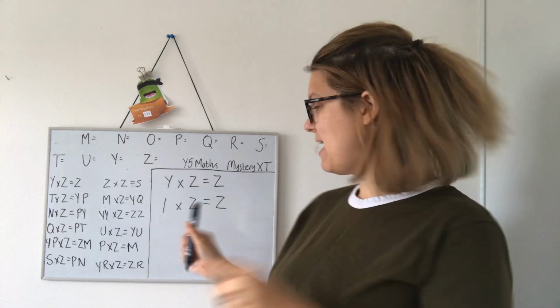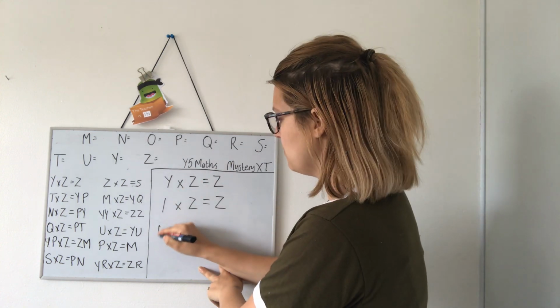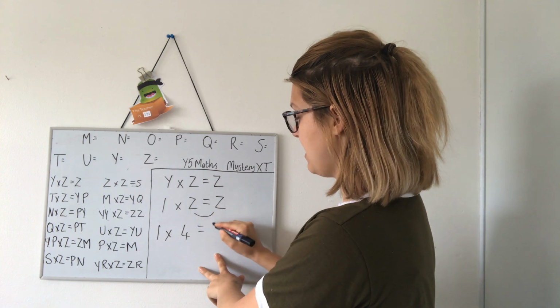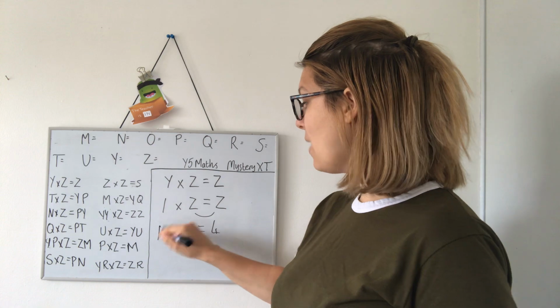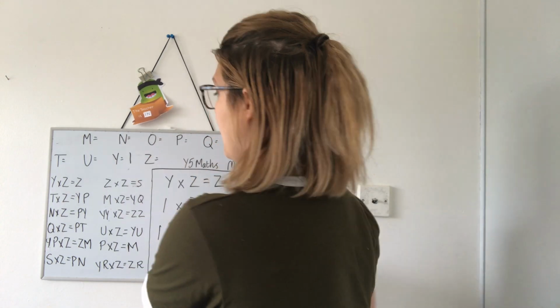Let's just check that by replacing this z with any number. So let's make it 4. So 1 times 4 equals, because they're the same, 4. So yes, y equals 1. So I can put that in there.